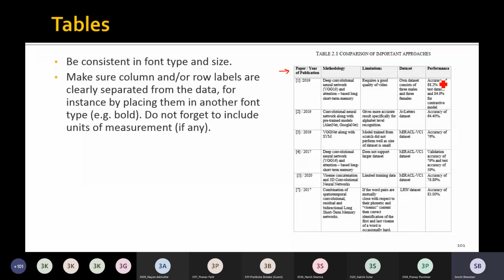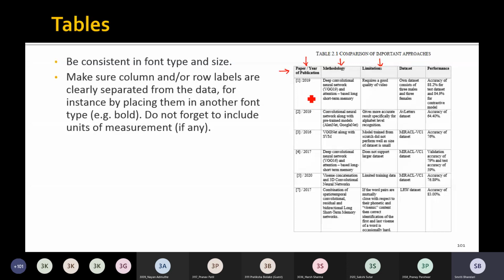Let me give you once again the same example. So see here, this is the row, and in this row we are mentioning the title for each column. So this column represents the paper and year of publication. This column represents the methodology. This column represents limitation and so on. So this is the label for this particular column. This is the label for this particular column.